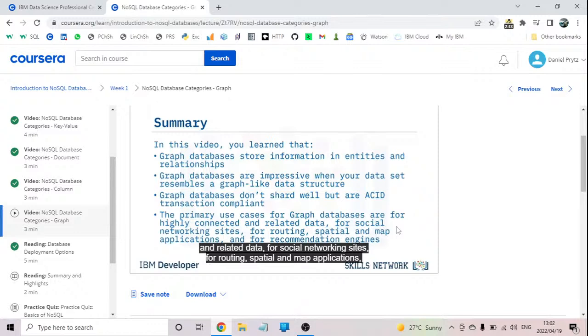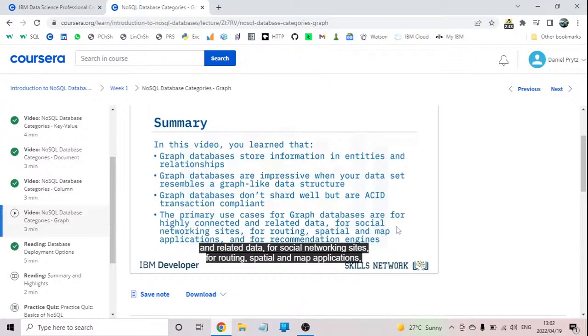Okay. Summary. Graph databases store information, entities, and relationships. So basically, they're like tables. They're very similar to SQL, but they're like a novelty act. They're not actually SQL tables. They're just a wannabe, essentially.